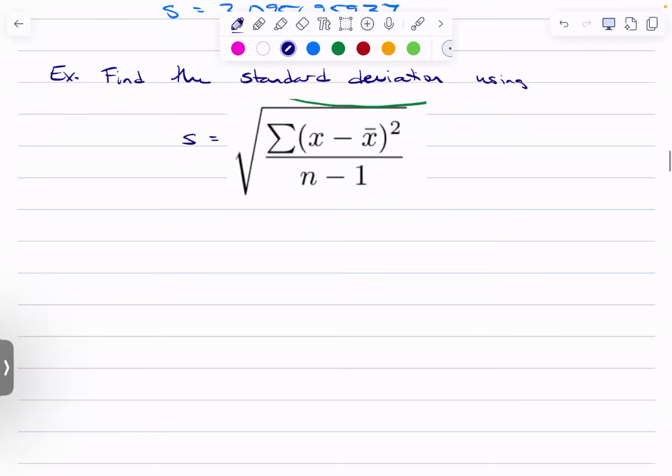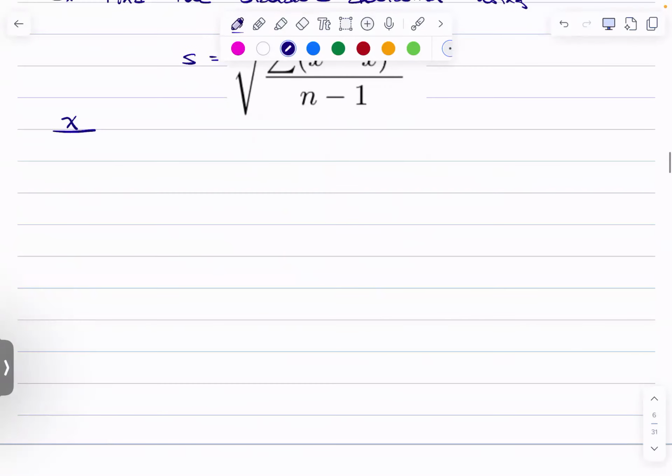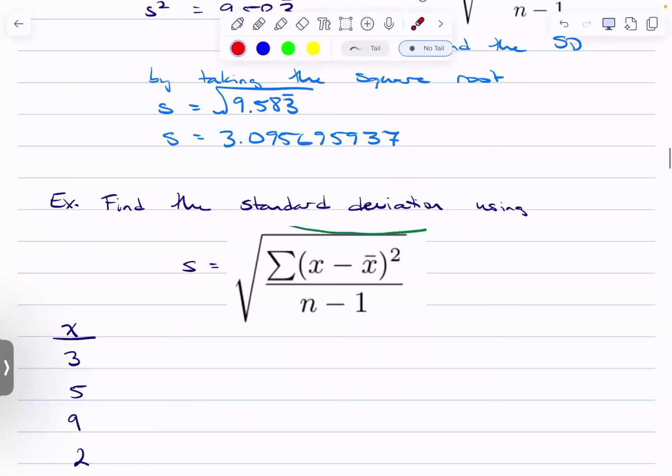What was our example data? X: 3, 5, 9, 2. Just because we got some nice numbers and we can confirm that we get the same answer. That's nice. Because we already know what the answer is. Well, it should be this: 3.09569, blah, blah, blah.